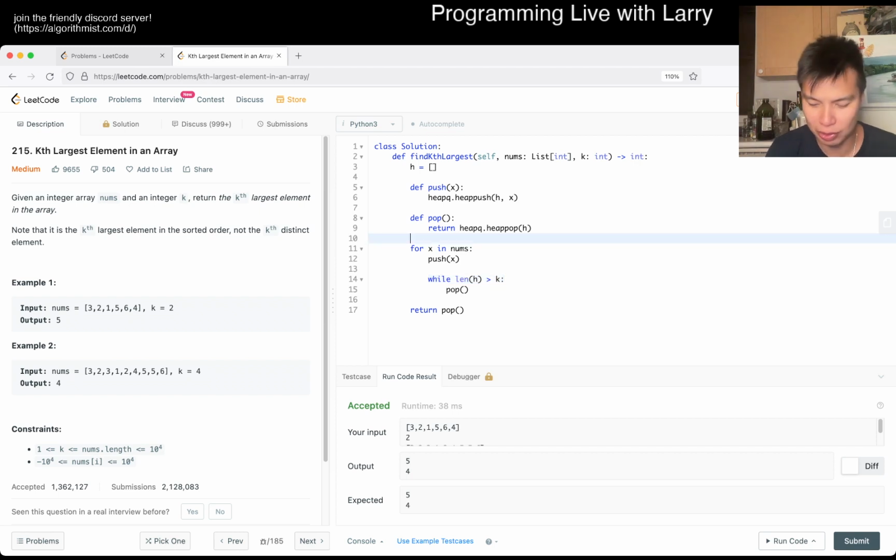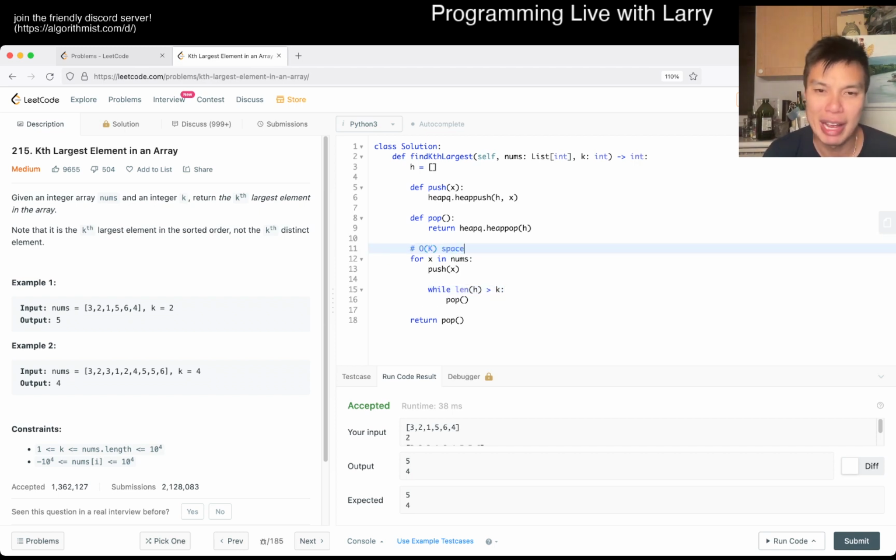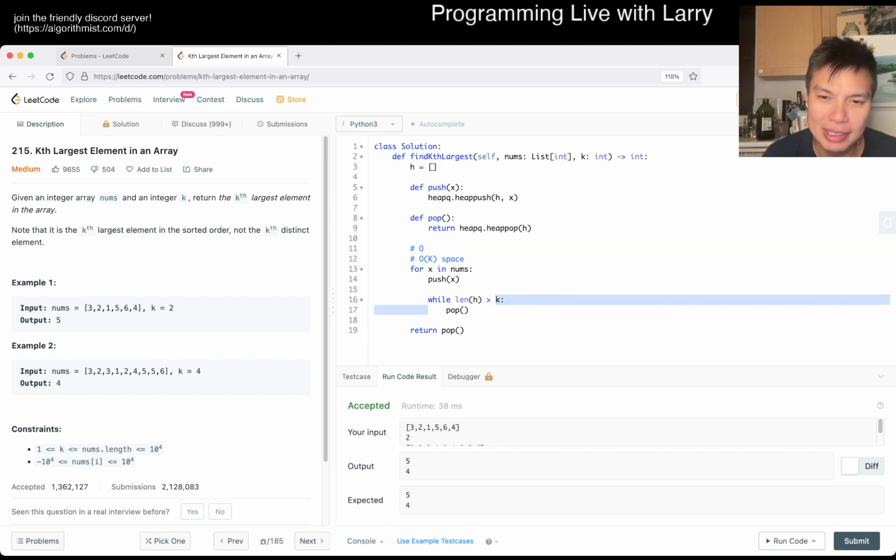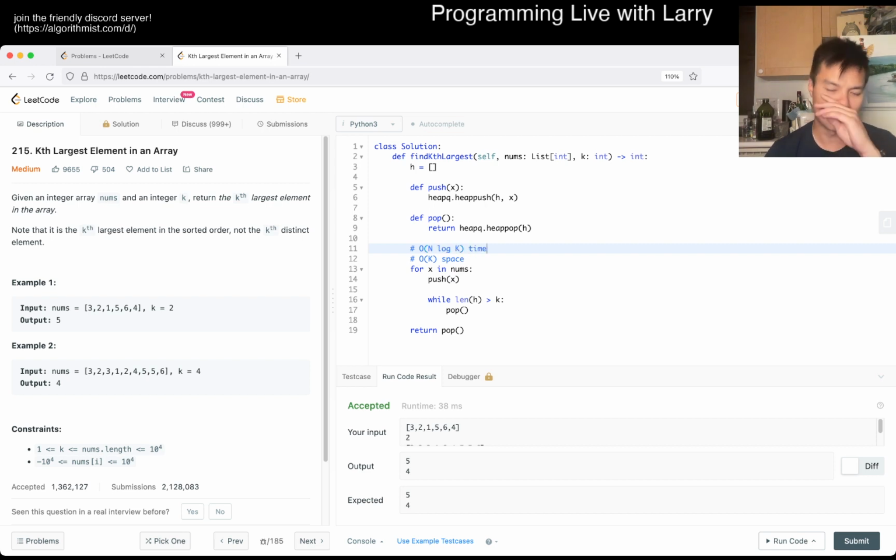So it's going to have O of k space. And in terms of time, because the heap will have at most k elements, each operation will take at most log k. And with n elements, this is going to be n log k, right? So yeah, that's pretty much it.